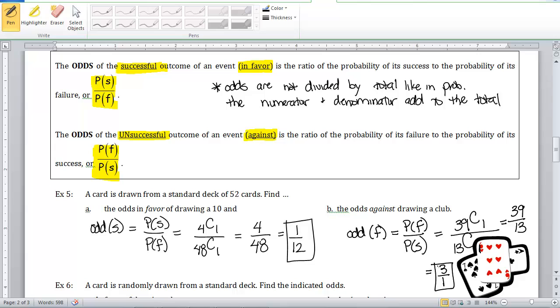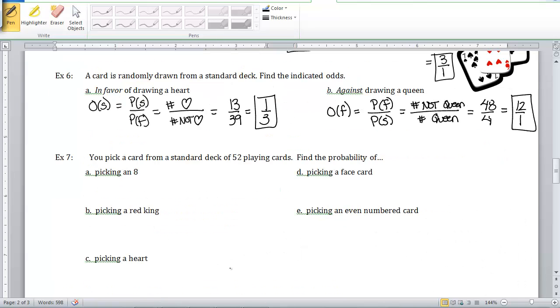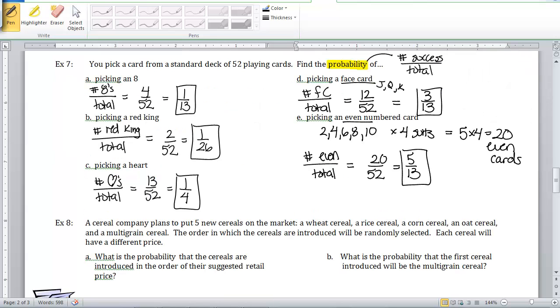Please now pause the video and complete example 6. Please now check your answers for example 6. Notice again, I never put anything over a total because both of these were odds. Please now pause the video and complete example 7. In example 7, we were going back again to find the probability, which remember was number of successes over the total. Please check your answers for example 7. Please now pause the video and complete example 8.